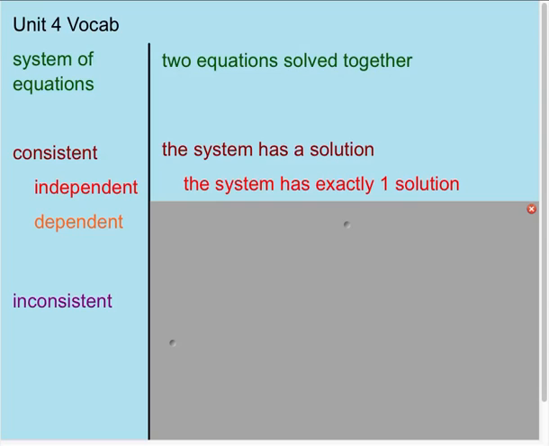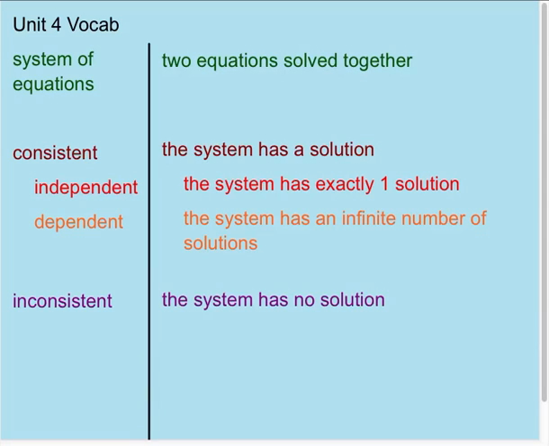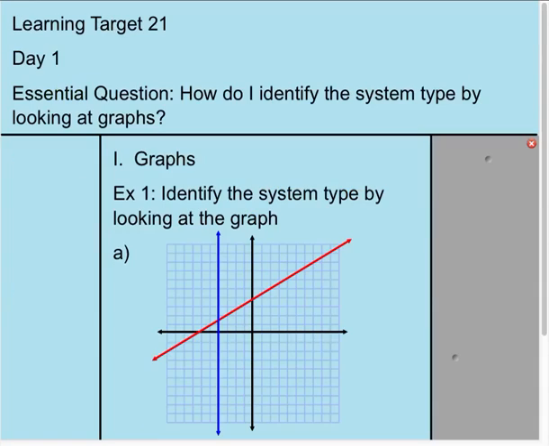The second type of system would be consistent and dependent, and that would have an infinite number of solutions. And the third type of system is inconsistent, when it has no solution. So let's see what these look like on a graph and see if we can make these terms make a little bit more sense.